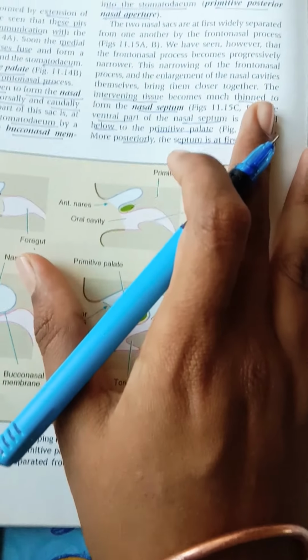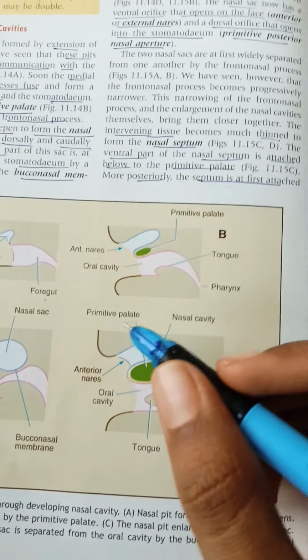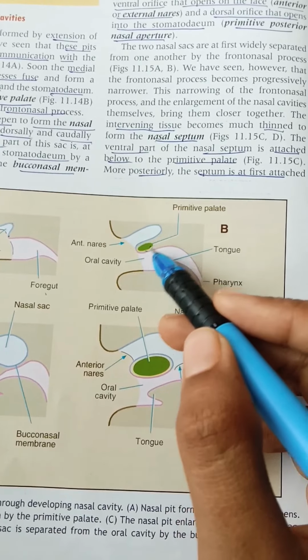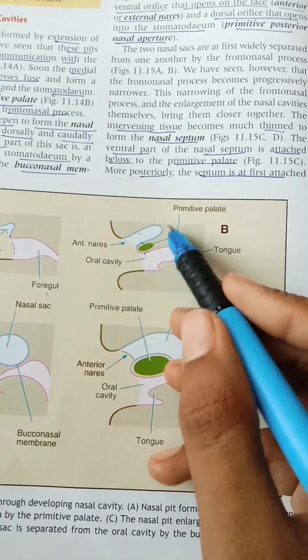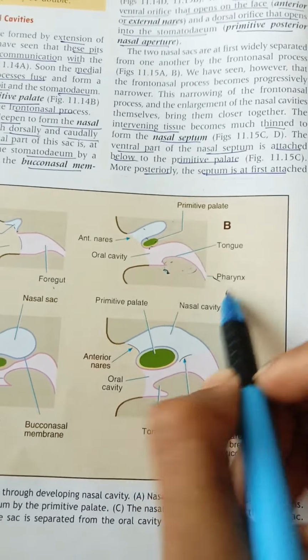The primitive palate is formed from the frontonasal process and the medial nasal process, which fuse together. So you can see this is the primitive palate, and above we have the anterior nares, and this is the oral cavity, and here's the developing tongue, and here's the pharynx.